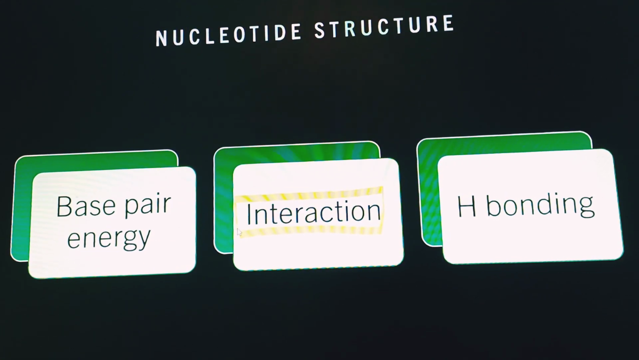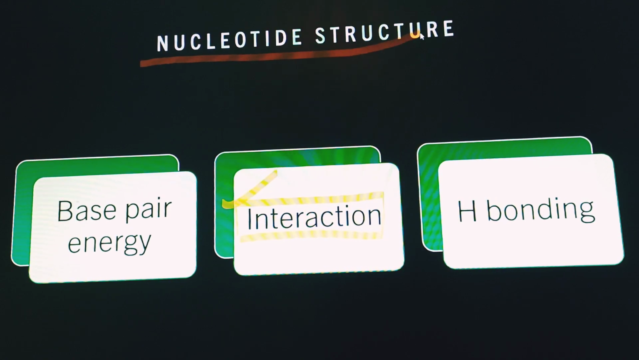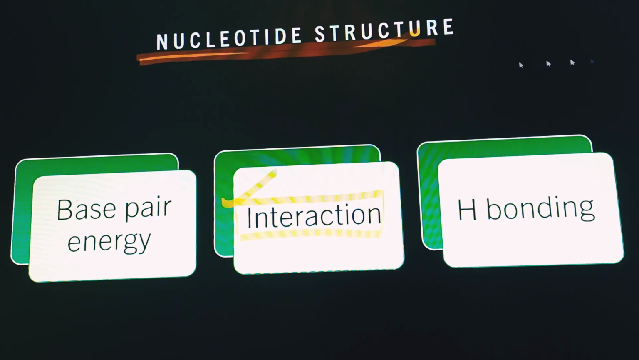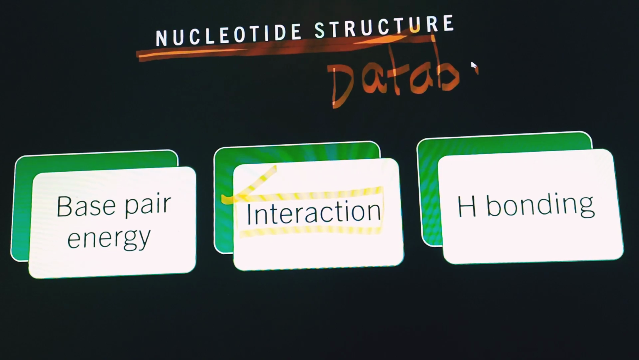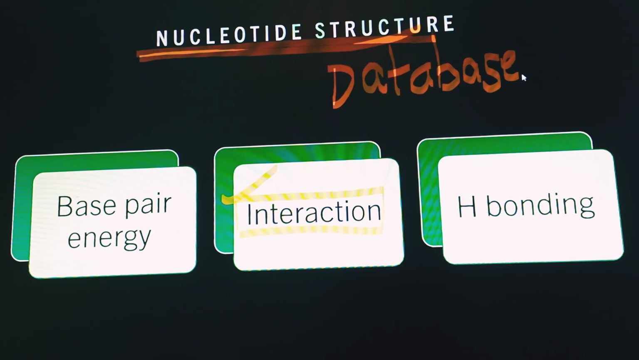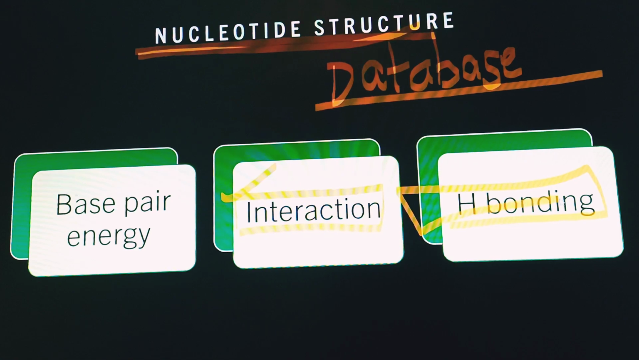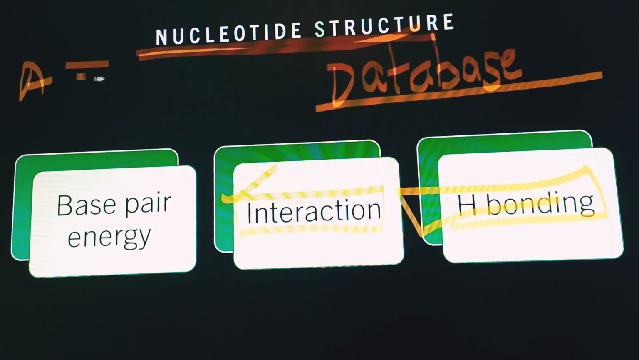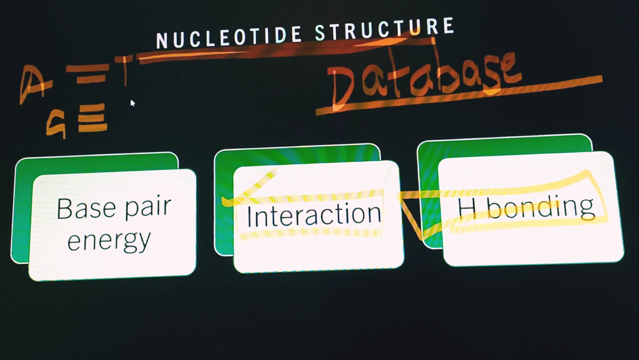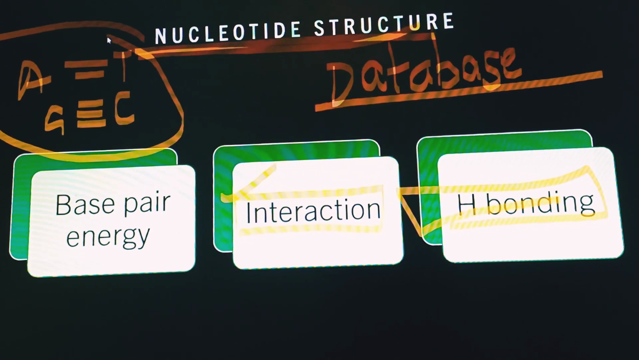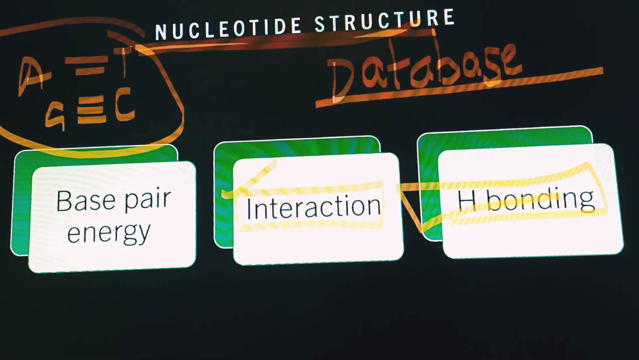We can know the interactions, we have already talked about that, so we can understand interactions. We can also make a database for nucleotide structures. For every biological system we can make a database. So making a database is also a kind of contribution that bioinformatics is making towards biological systems. We can understand hydrogen bonding, how A is hydrogen bonded with T. There are two hydrogen bonds present. How G is hydrogen bonded with C, with three hydrogen bonds. So all these interactions, hydrogen bonding, base pair energies, we can easily understand with the help of bioinformatics.